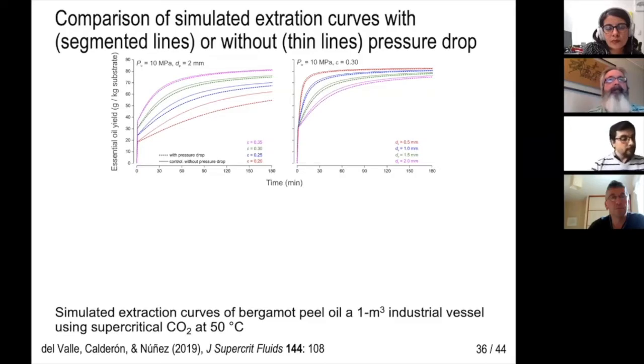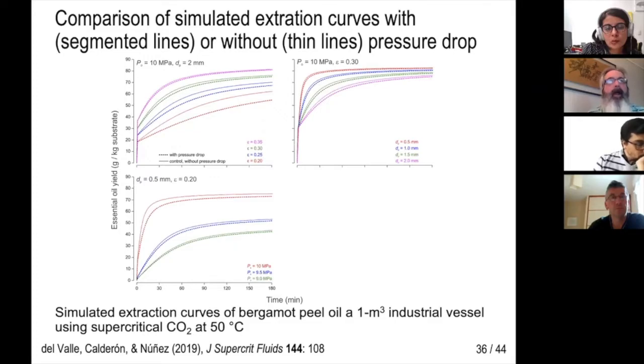For a given bed porosity, the negative effect of the pressure drop was accentuated slightly when increasing initial particle diameter from 0.5 to 2 millimeters. For a given bed porosity and particle diameter, the negative effect of the pressure drop on the extraction of bergamot peel oil diminished as the extraction pressure decreased from 100 to 90 bar.